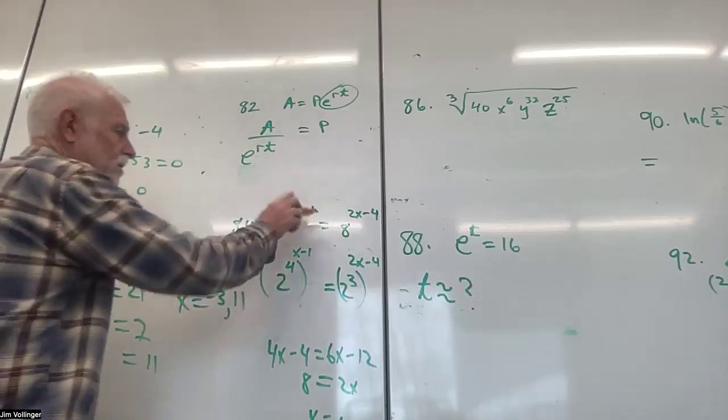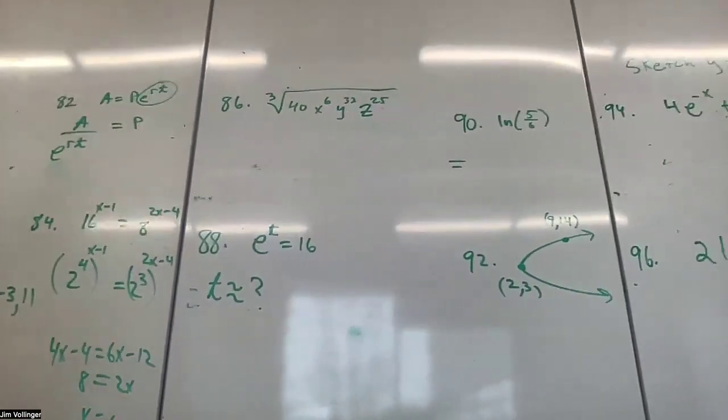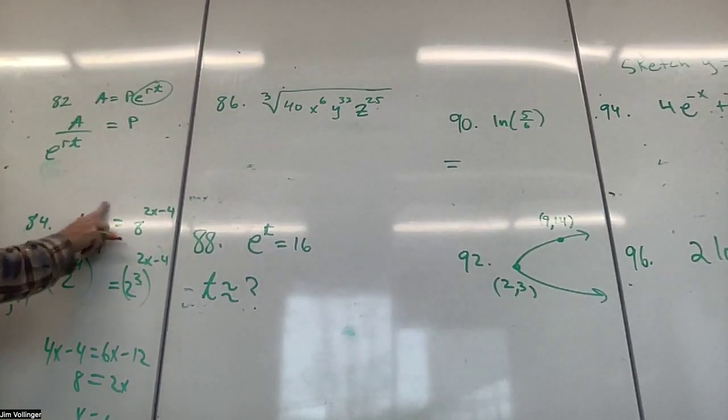Might as well see how it works. Nah, let's not see how it works. Well, maybe. If 4 minus 1 is 3, 2 to the 4 to the 3 is 2 to the 12.